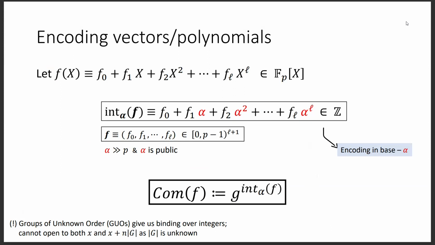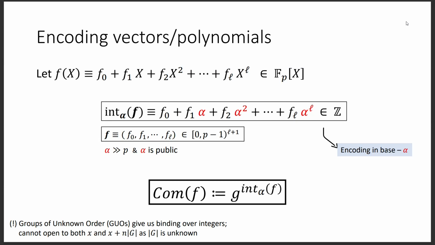And when I say large enough, I mean larger than all the coefficients, which in this case is larger than P. So this is essentially an information-theoretic encoding. You can just recover it by writing this down in base alpha, and you can read out your coefficients again. And how you commit to this in a group of unknown order is you take a group element randomly sampled from the group, and raise it to the power int_alpha(F).